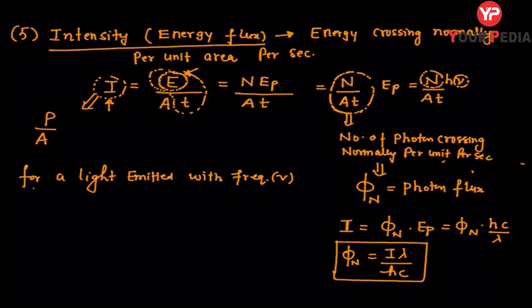This is very important. But I am asking for a light emitted with frequency. This one means I have kept frequency same. Frequency is now constant, fixed. How can I increase intensity? Tell me, how can I increase intensity?